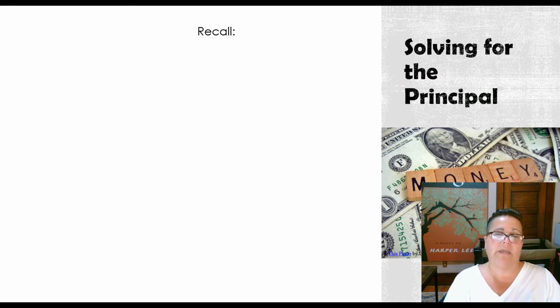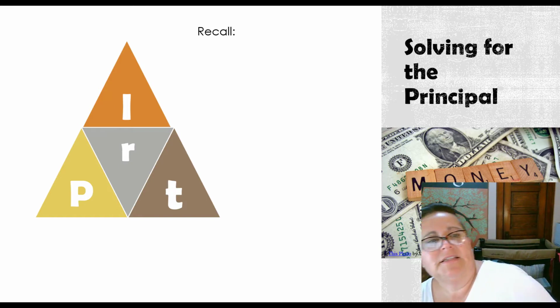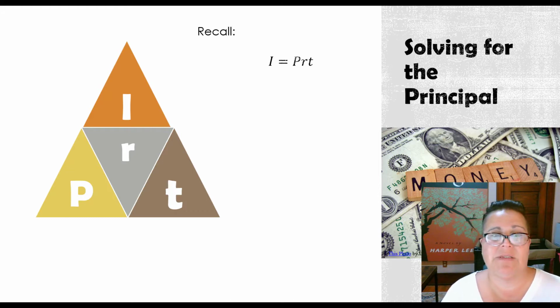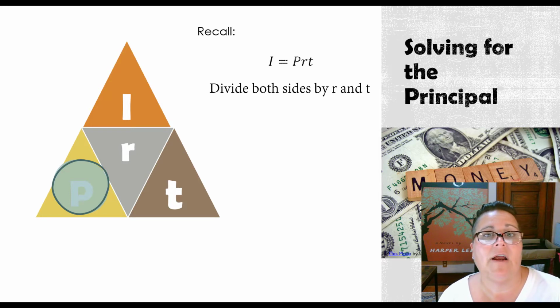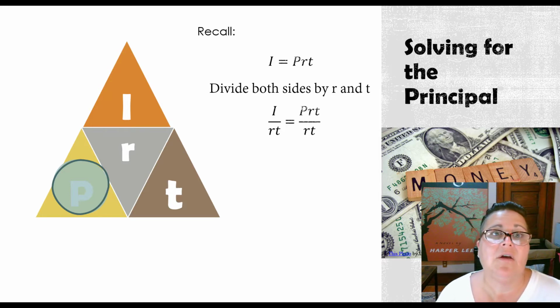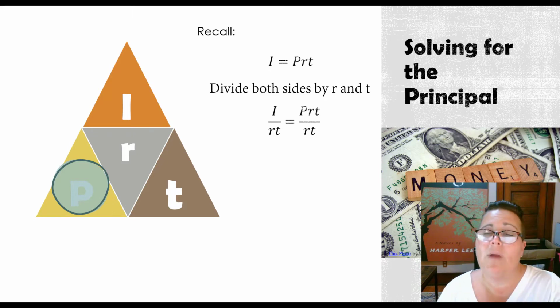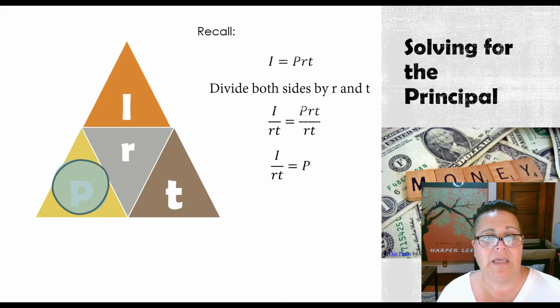Given that formula, we can solve for the principal. All right, so we remember that I is equal to PRT, or interest is the principal amount times the rate times the time. In order to isolate the principal, P, we are going to divide both sides by R and T, giving us I over RT is equal to PRT over RT. Now, the beautiful thing on the right is that the R's and the T's cancel, giving us I over RT is equal to P, or P is equal to I over RT.